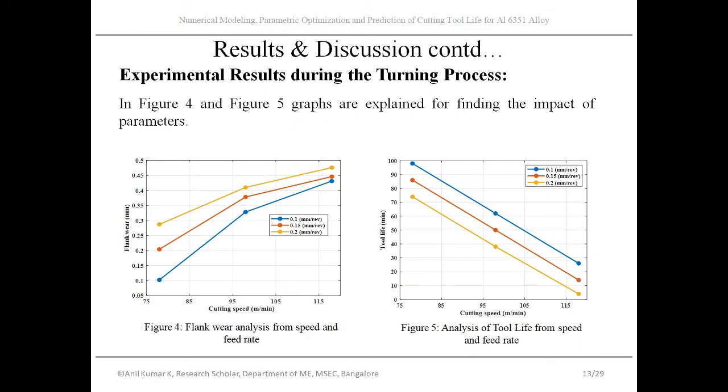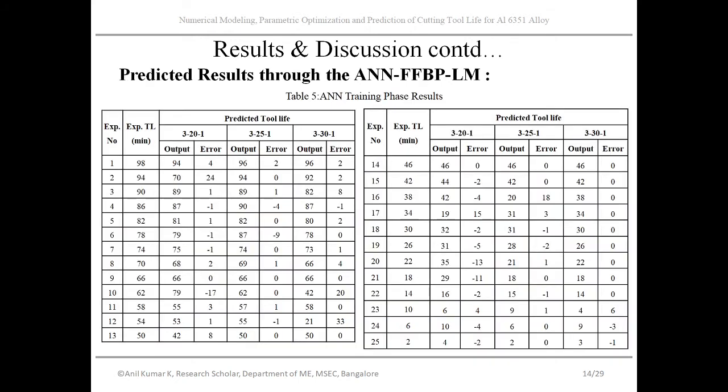As for the experiment, after experimentation, I have observed that flank wear is mainly dependent on feed and speed. As the speed increases, the flank wear increases, and as the feed rate increases, the flank wear increases, as shown in Figure 4. Also for tool life, as the speed increases, the tool life decreases, and as the feed rate increases, the tool life decreases. These two graphs clearly show that speed and feed mainly affect the flank wear and tool life.